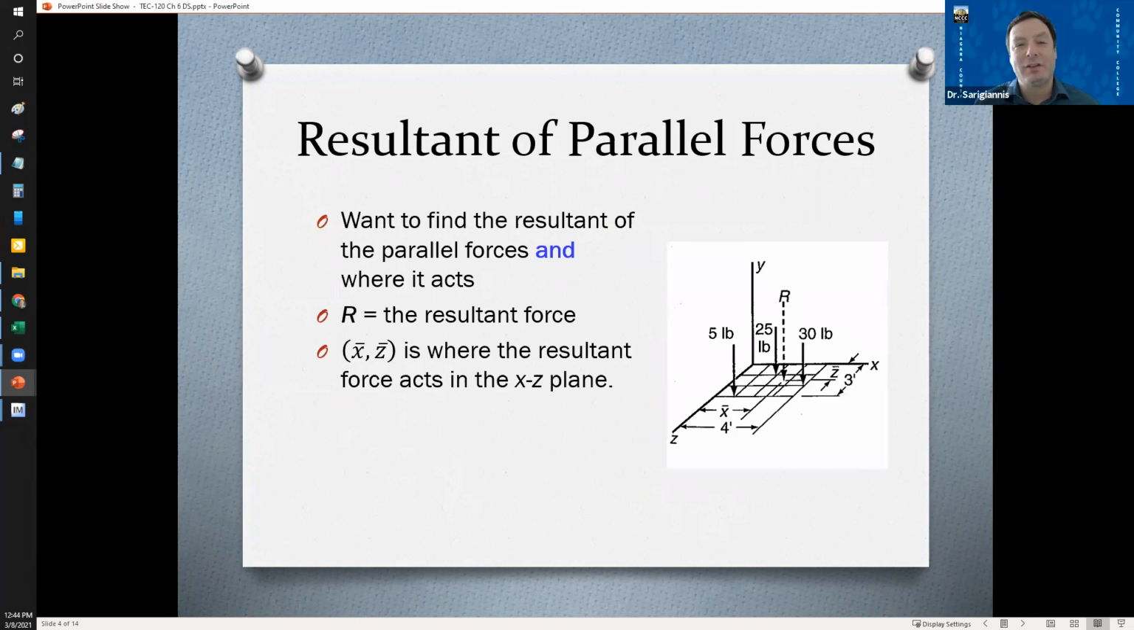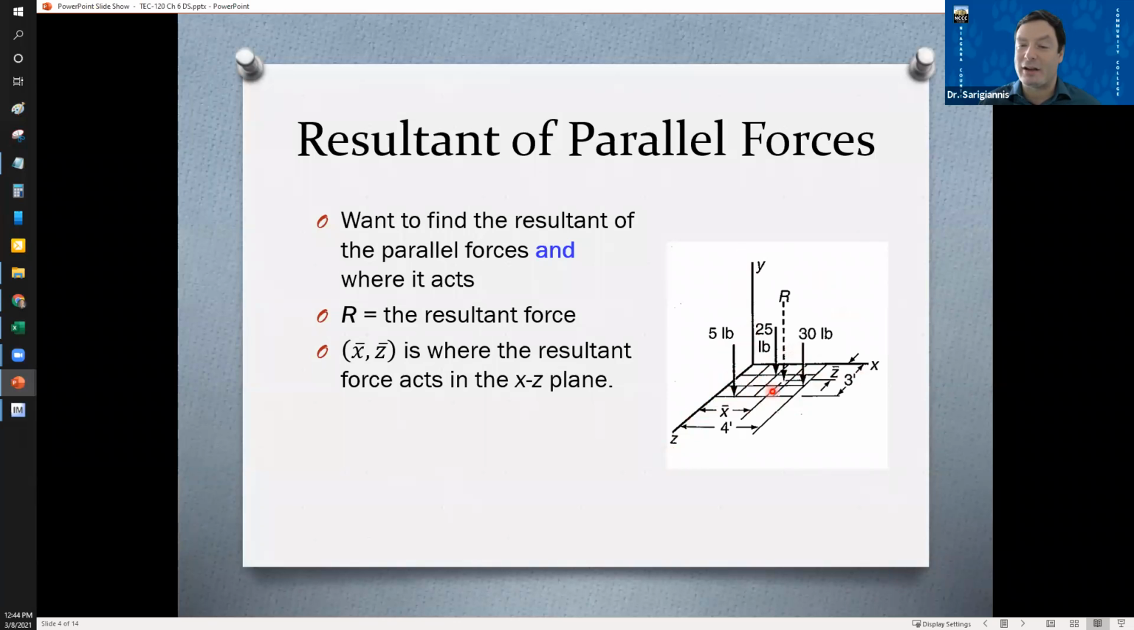All right, so let's see, resultant of parallel forces. We want to find the resultant of these parallel forces. So let's see what's happening here. Look at this XYZ geometry. This is 3-dimensional. We've got this plane, and on this plane, there are 1, 2, 3 forces: a 5-pound force, a 25-pound force, and a 30-pound force.